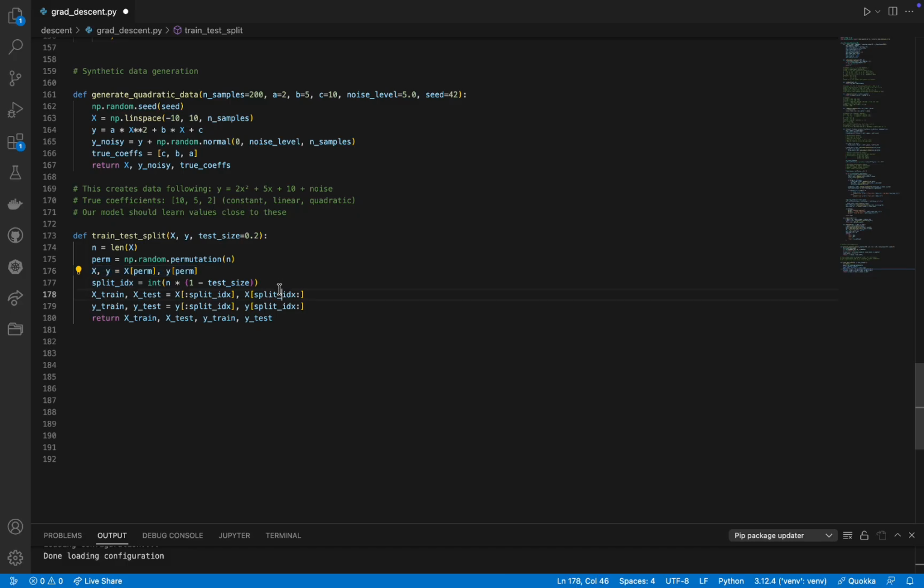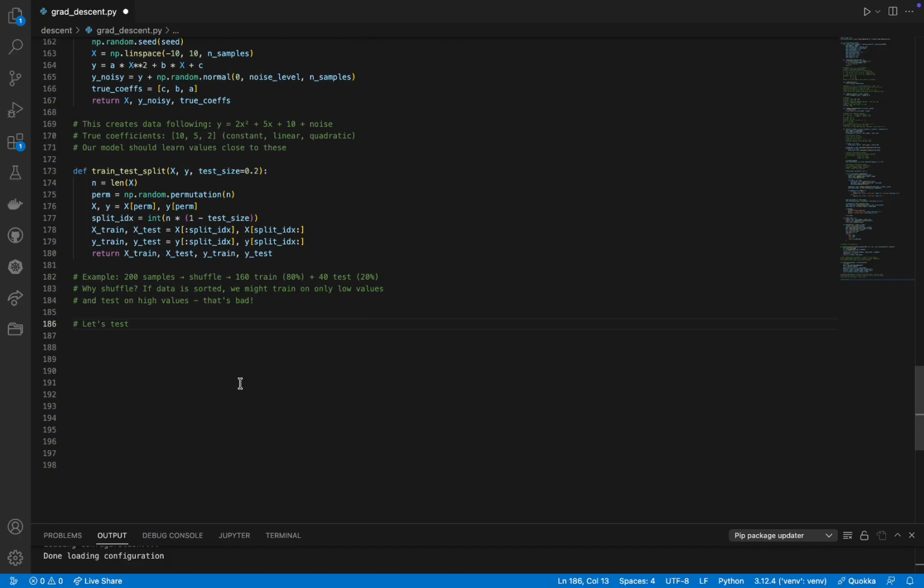And now we calculate the split index as 80% of total samples if test size is 0.2. And we split x into x train using the first 80% and x test using the last 20%. So we do the same for y. Then we return all 4 arrays.